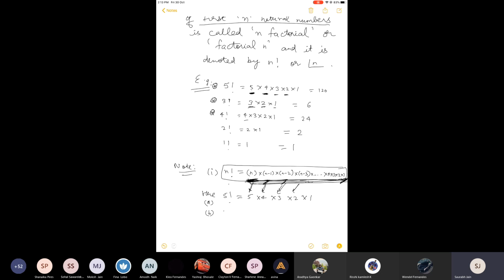Okay, then similarly, if it is 7 factorial, what you will do is, in place of n, you will put 7. So the first number will be 7, next will be 6, then 5, then 4, and likewise it will end at 1.